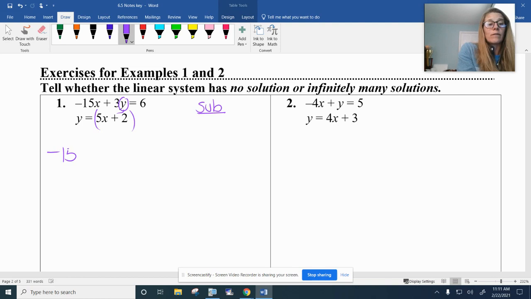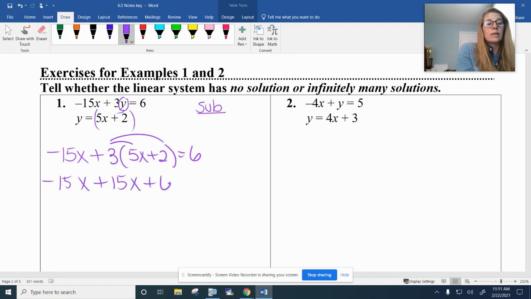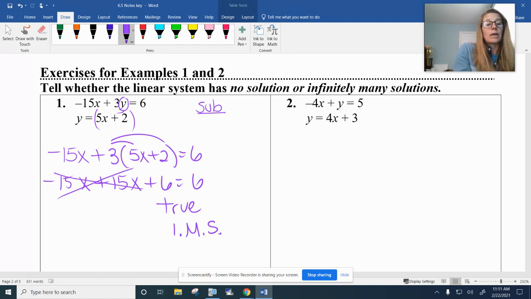Since this is already set up y equals, I'm going to substitute in for this y here. So I'll have negative 15x plus 3 times 5x plus 2 equals 6. I'm going to distribute to get rid of those parentheses there. So I have a plus 15x plus 6. And of course, the 15x's will cancel. 6 equals 6 is a true statement. So that tells me it's going to be infinitely many solutions.